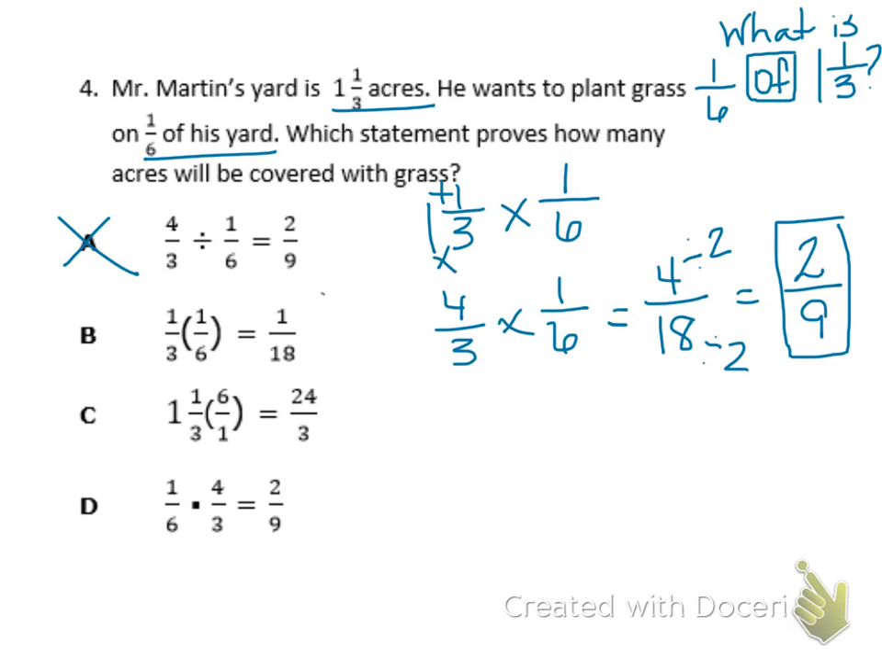Well, that's definitely not what we did. B says 1/3 times 1/6. That's not what we did. They just forgot completely about that whole number. C says 1 1/3 times 6 over 1. So it looks like they multiplied by the reciprocal, and this wasn't a division problem, so I know that C is not my answer. D says 1/6 times 4/3 equals 2/9. So they did mix up the two numbers, but remember with multiplication we can flip those numbers because it has the commutative property. So that is my answer, D.